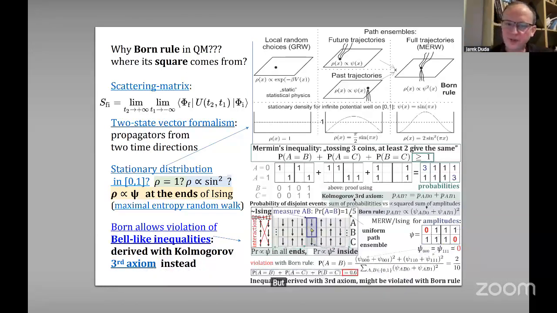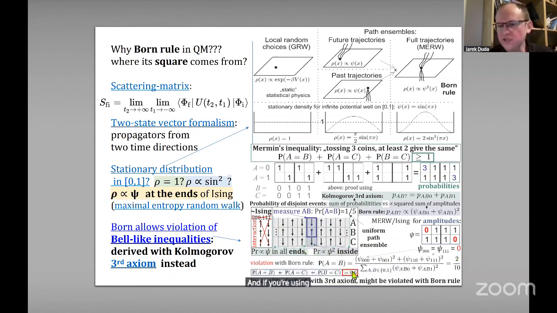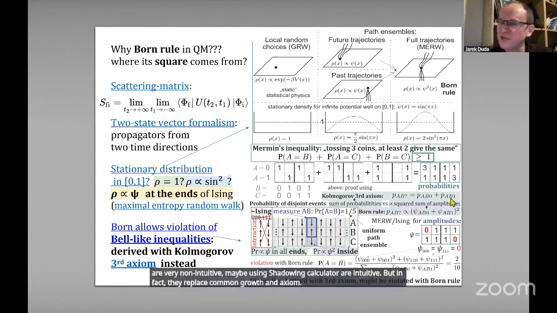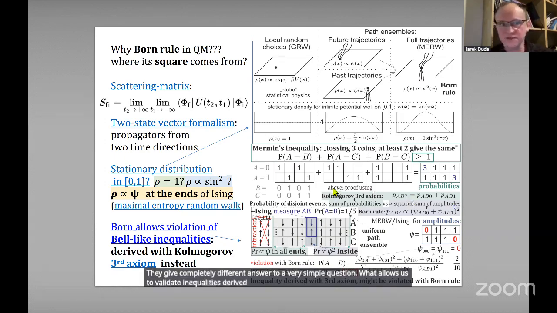But if we ask for the probability inside, we need to multiply the 2 amplitudes from the left and from the right, literally. We get the same formulas, we get the squares inside. And if you're using the squares, the Born rule, we get 0.6, we get the violation. So I hope I have convinced you that first of all, the squares are very non-intuitive. Maybe using a calculator they are intuitive, but in fact, they replace the Kolmogorov third axiom. They give a completely different answer to a very simple question, which allows us to violate inequalities derived with the Kolmogorov third axiom.